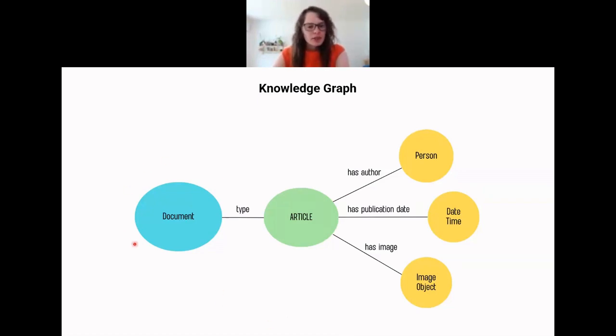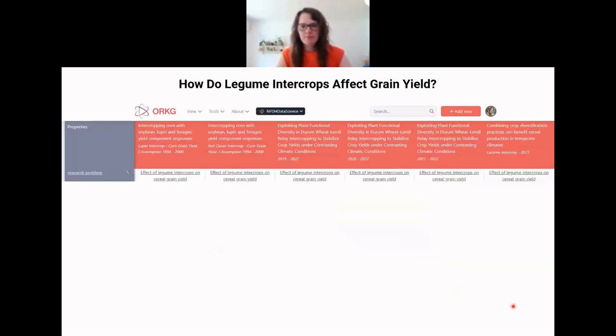So here's a very simple example where we're using a knowledge graph to illustrate how a document, which happens to be an article, has different kinds of information. So it has information about an author that relates to a particular person. It has publication date information that maps to a specific time or date, and it has an image that maps to a particular object. And by relating information in a knowledge graph format, we're structuring and defining it in a way that can be processed by machines.